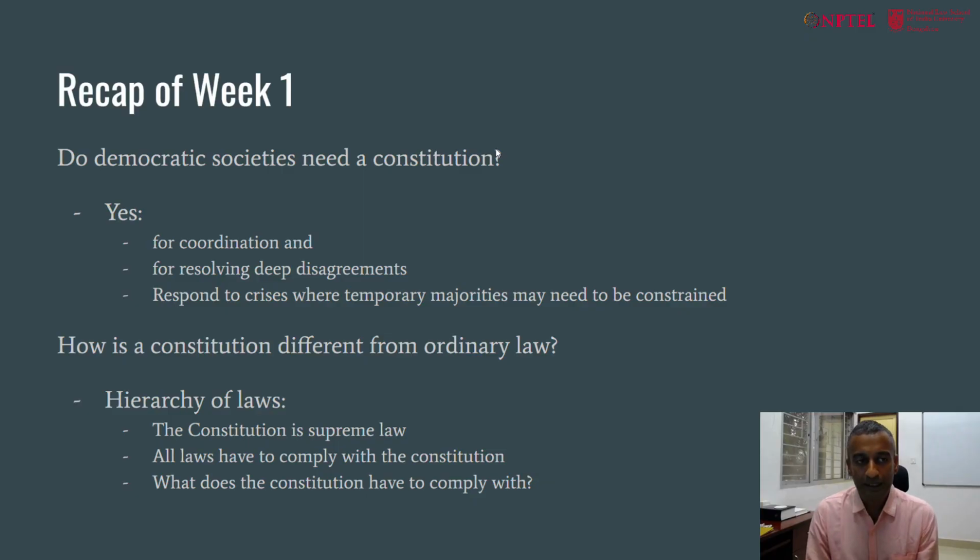I want to begin this session with a quick recap of where we were last week and then take things from there. In week 1, we focused on 4 different questions. The first was, do democratic societies need a constitution? We asked, do we need a constitution at all? Why don't we just leave all political societies to make all decisions by majority vote, and that's that? Is there any good reason why a democratic society needs a constitution?